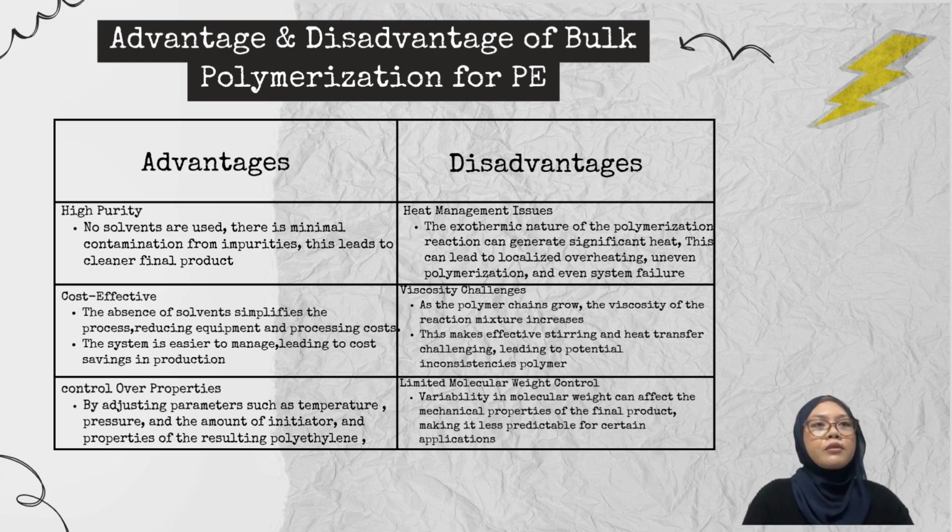Adjusting these parameters affects the properties of the resulting polyethylene. For disadvantages: first, heat management issues. The exothermic nature of the polymerization reaction can generate significant heat. This can lead to localized overheating, uneven polymerization and even system failure.